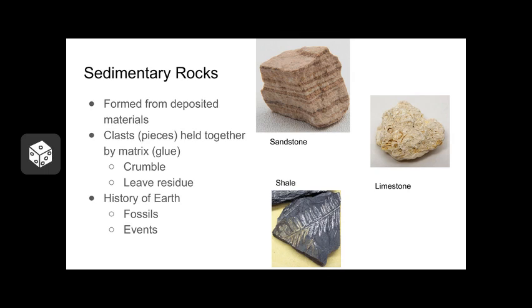Generally, they are made up of clasts, which are pieces of rock or sand or mud or shells that are held together by some sort of matrix. You can think of that as a glue or a cement that binds the pieces together to form a solid rock. This isn't always the case, but many sedimentary rocks can be identified by the fact that they crumble. They'll leave residues or streaks when rubbed in your hand or rubbed against something. Just a quick identification for that.